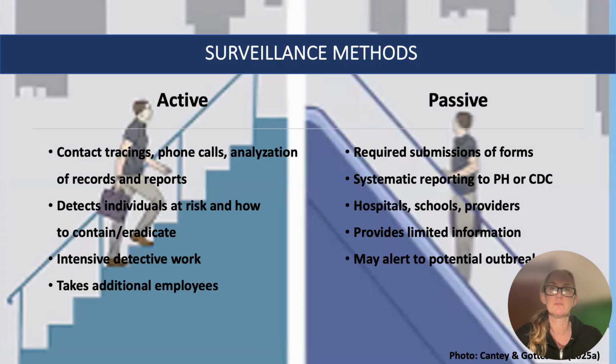By comparison, passive surveillance relies on routine reporting tools such as hospital communications, school health reports, and provider notifications to public health agencies or the Centers for Disease Control and Prevention. While less labor-intensive, passive surveillance may provide limited information and can lead to a delay in recognizing an epidemic. When healthcare providers submitted records of patients presenting with fever, malaise, cough, and swollen lymph nodes, public health officials were alerted to the possibility of an outbreak in an example of passive surveillance.